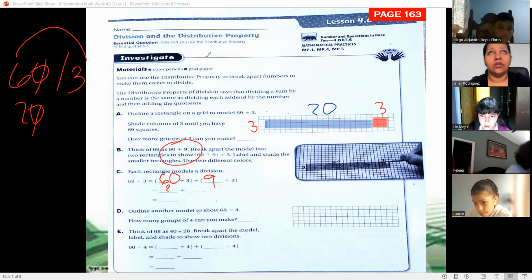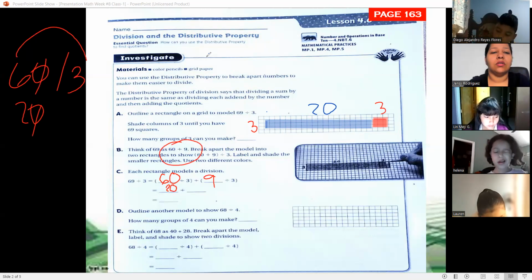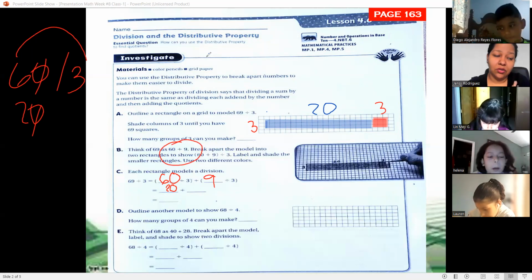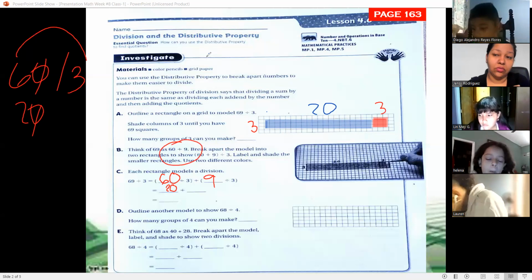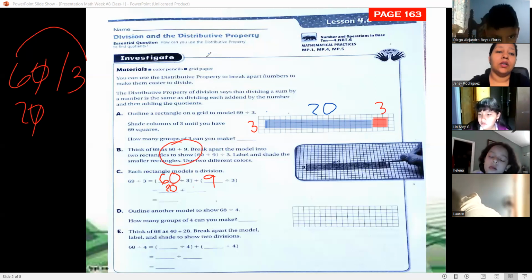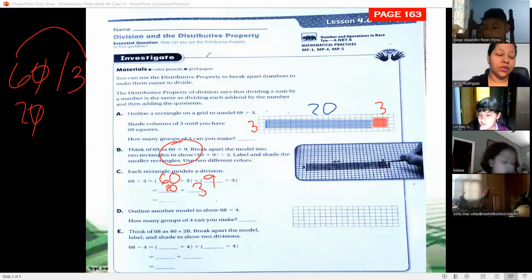Because 3 times 2 is 6, and that means 3 times 20 is going to be 60. And there is a multiple of 3, a number that gives me 9. Then I can find 3 times 3. 3 times 3 is 9. So 20 plus 3 is 23. I have a question.